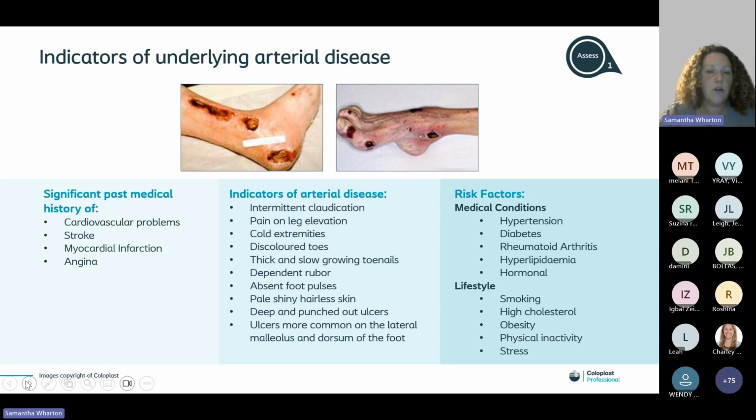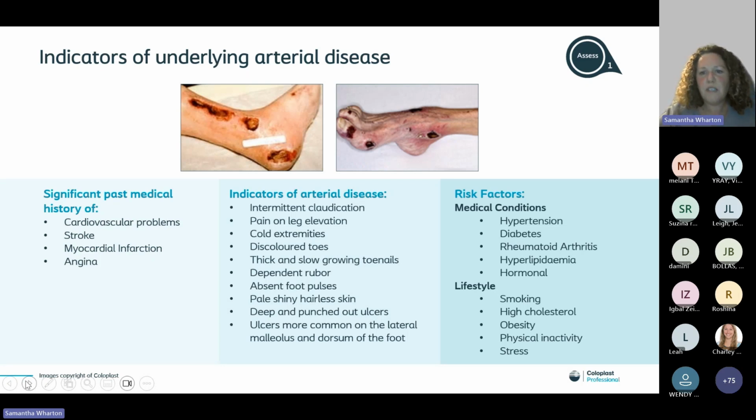Absent foot pulses. So I don't know in your clinical practice if you listen to foot pulses and find foot pulses, but that's another real key part of doing your lower limb assessment. Pale, shiny, hairless skin. So again, because that blood's reduced in the lower leg, the hair follicles don't have that nutrient, so they fall out. So the legs often look quite shiny and they are absent of the hair. And the ulcers present quite deep and punched out. And the ulcers are more common on the lateral malleolus and dorsum of the foot.